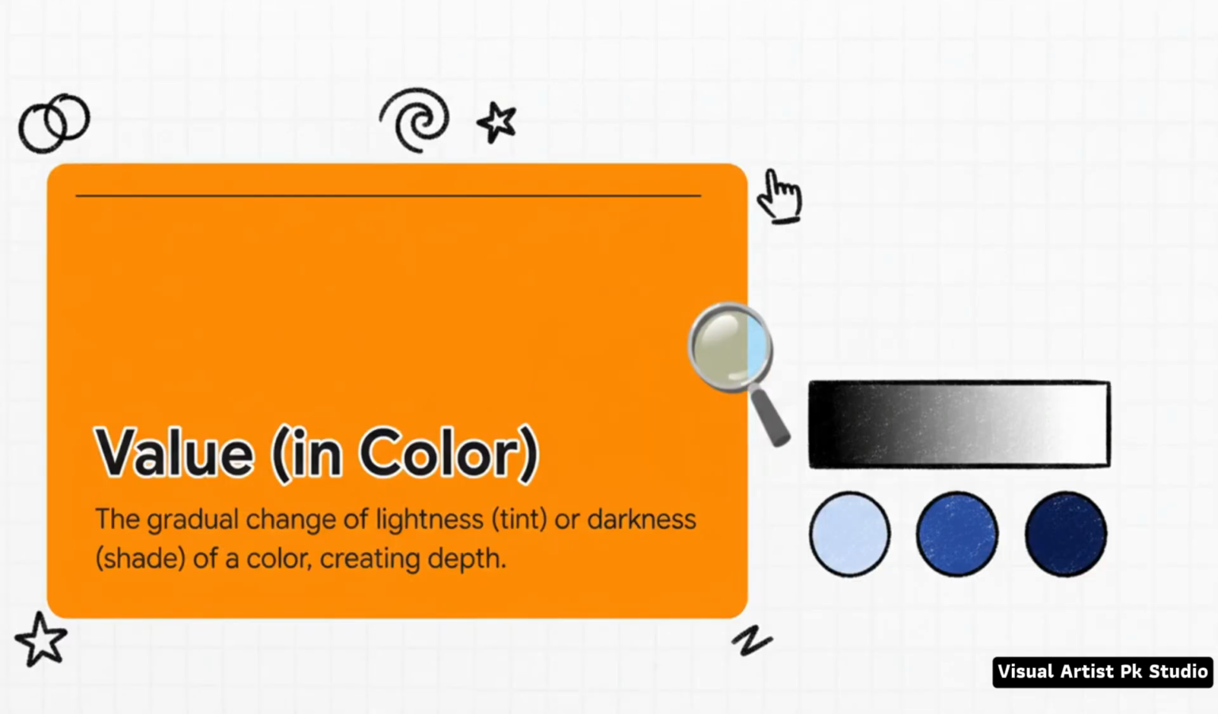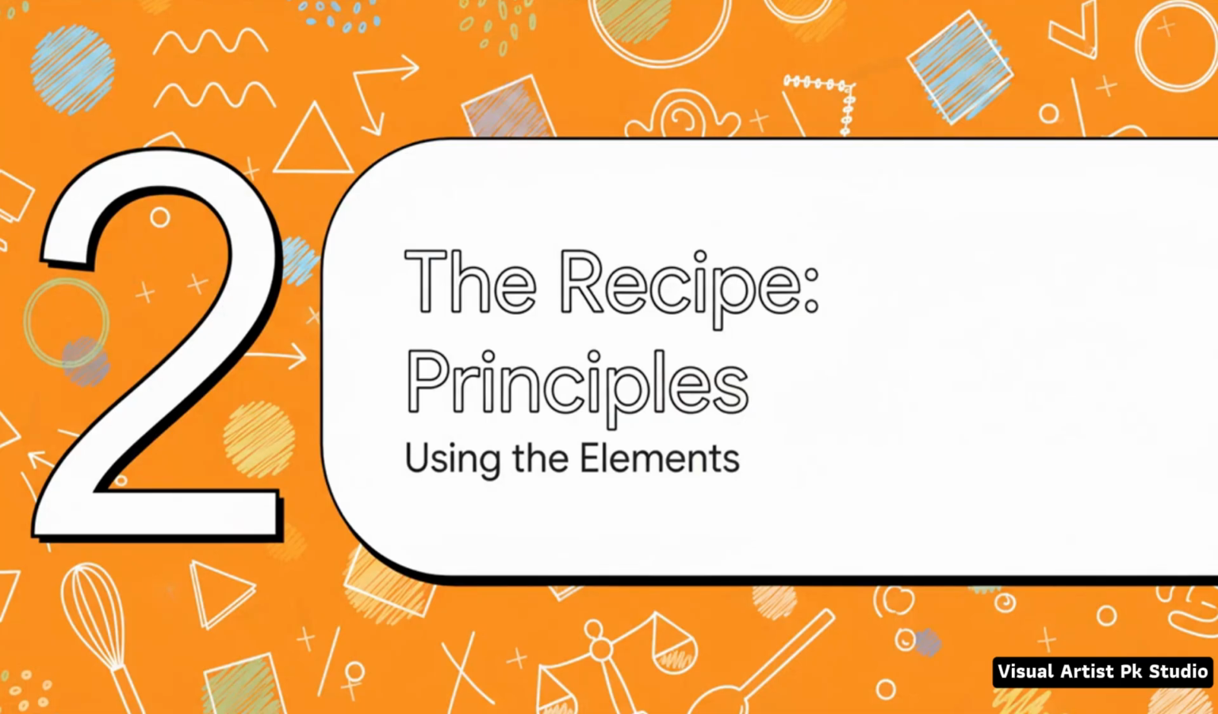And let's just stick with value for a second, because it is crucial. This is all about light and shadow. When you add white to a color, you get a lighter tint. When you add black, you get a darker shade. It's this play between tints and shades that allows artists to create a sense of depth and realism. Okay, so we have our ingredients. Now it's time for the recipe.